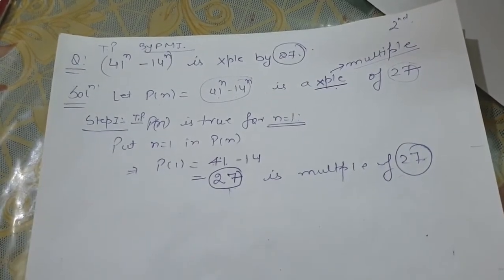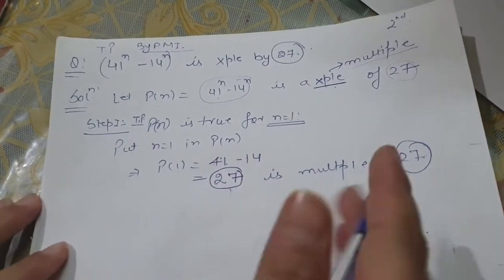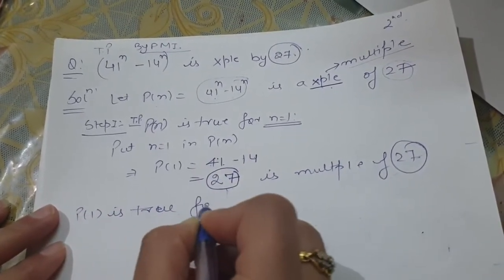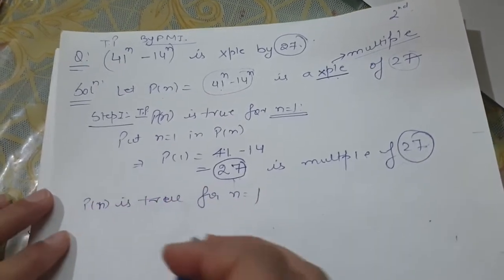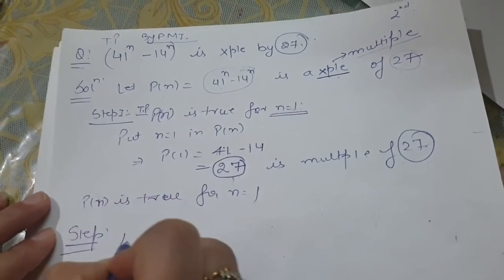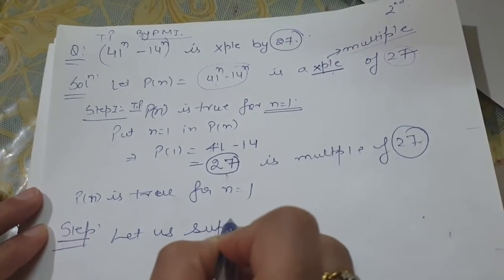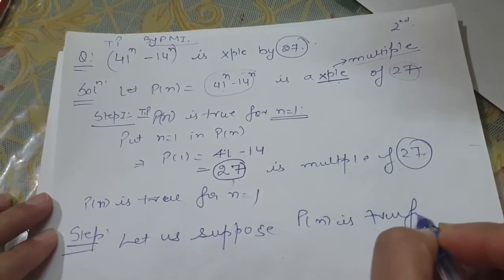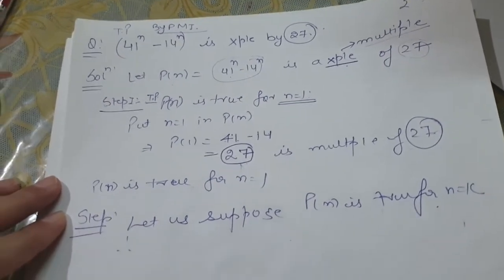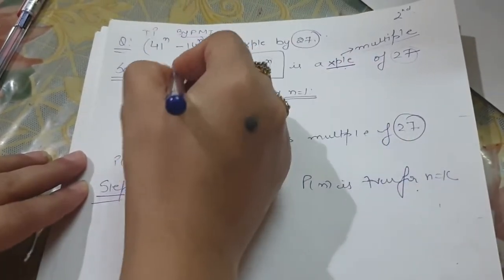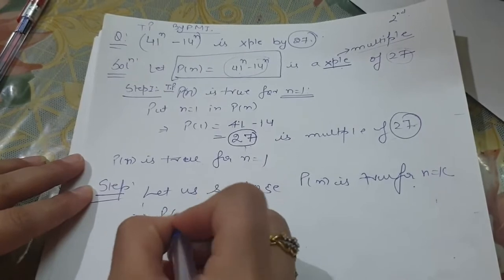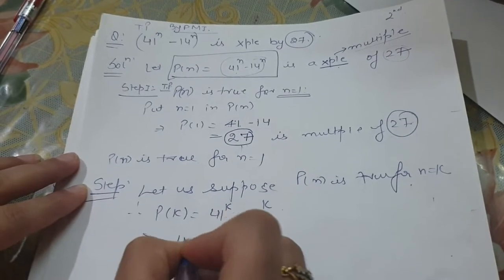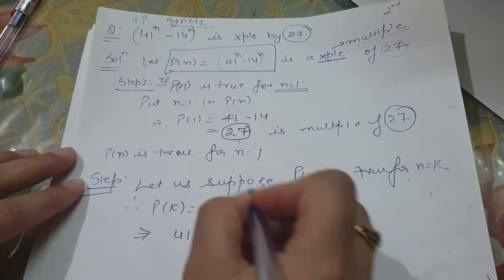Every number is a multiple of itself, you can say that also. So P of 1 is true, or P of n is true for n equal to 1. In step 2, let us suppose the similar one. Let us suppose P of n is true for n equal to k. So you can put n equal to k in the place of n. So P of k equals 41 raised to power k minus 14 raised to power k.